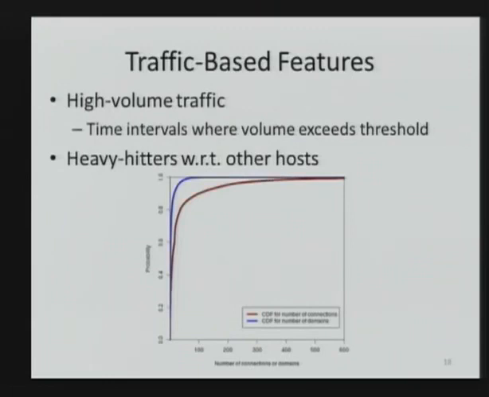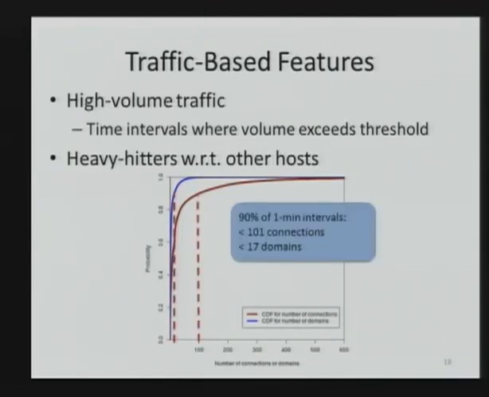Our last set of features looks for sudden spikes and bursts in a host's traffic volume, which are likely caused by automated events. Now, rather than setting a threshold to define what we mean by a traffic spike, we instead look across the behaviors of all the hosts in the enterprise. And we find that 90% of them make less than 101 connections and contact less than 17 domains during a 1-minute interval. So we use these as our thresholds in the current implementation. For a host, the traffic-based feature is the number of minutes in which its volume exceeds these thresholds.